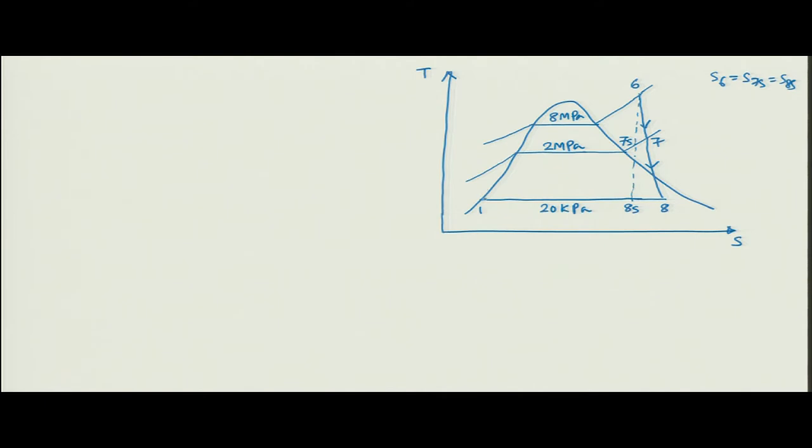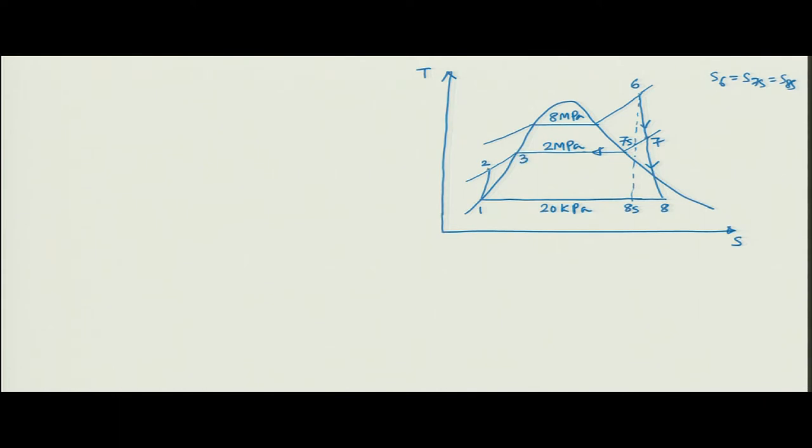Now 1 to 2 is the first pump, so it will not be perpendicular because the isentropic efficiency of the pump is also given. So I will draw it like this. This is 1 to 2, and then we are extracting the steam from this point 7, and this steam will be used for the process heating. At the exit of the process heater it is given that the steam will come out as saturated water.